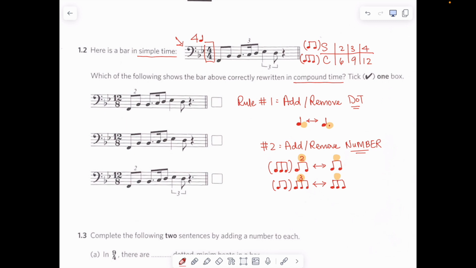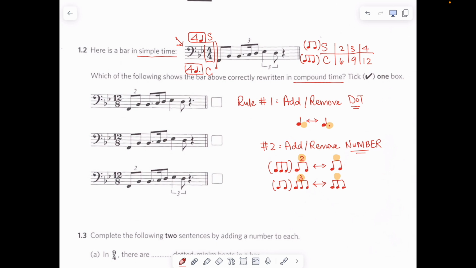Now, if I'm going to apply the rule to this, this is simple time. Now I have to change it to compound time, right? So what would the compound time be? If you have 4 beats to start with, it will not become 2 beats or 3 beats. It has to be the same number of beats. So I still have 4 beats. 4 beats of what? If I start with a crotchet, I have to add a dot now. So it becomes 4 dotted crotchet beats.